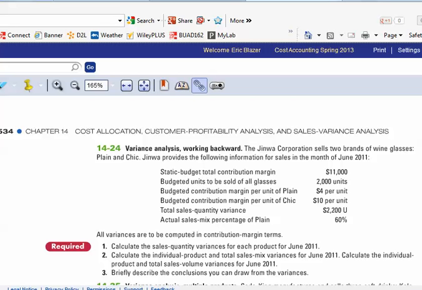And we're asked to calculate our overall and our individual variances, sales mix and quantity variances for both types of glasses. So let's go ahead and begin with our Excel worksheet and fill in the things we know.